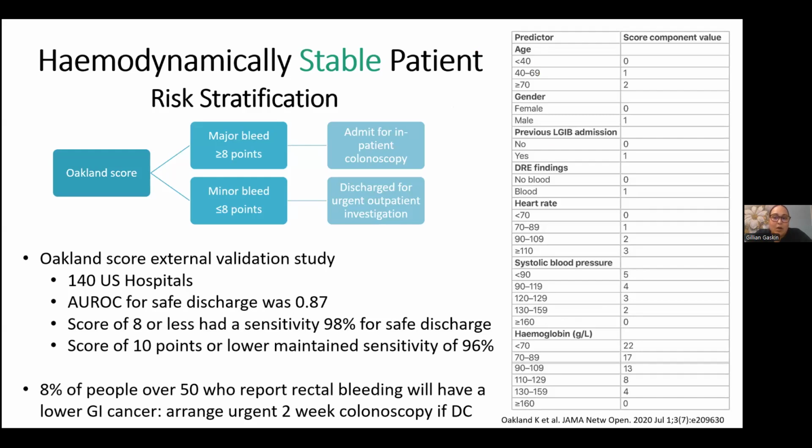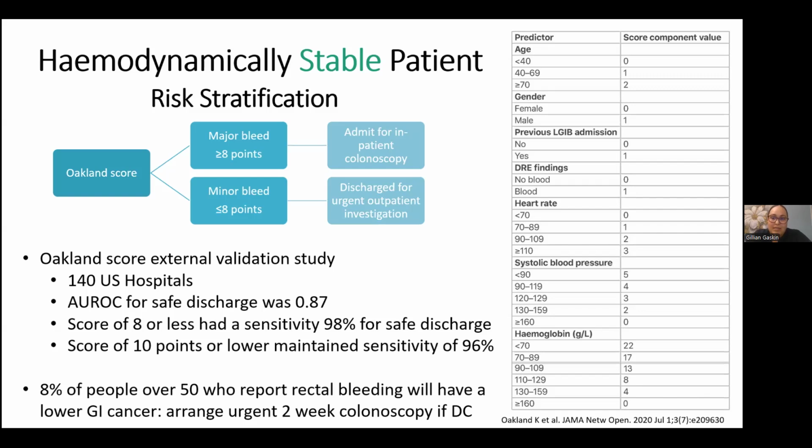This tool was developed from a national UK audit of patients with lower GI bleed, and it's actually the first score specifically designed to risk stratify lower GI bleed patients, as opposed to other scores that are adapted from upper GI guidelines. It has been externally validated in multiple other countries. And the score itself comprises 7 variables that are routinely measured during initial clinical assessments, that being age, gender, previous hospital admission with lower GI bleeding, digital rectal examination findings, the heart rate, systolic blood pressure, and hemoglobin levels.